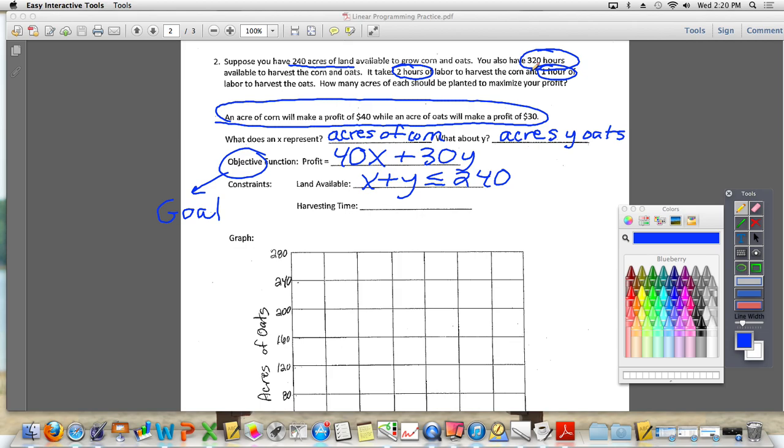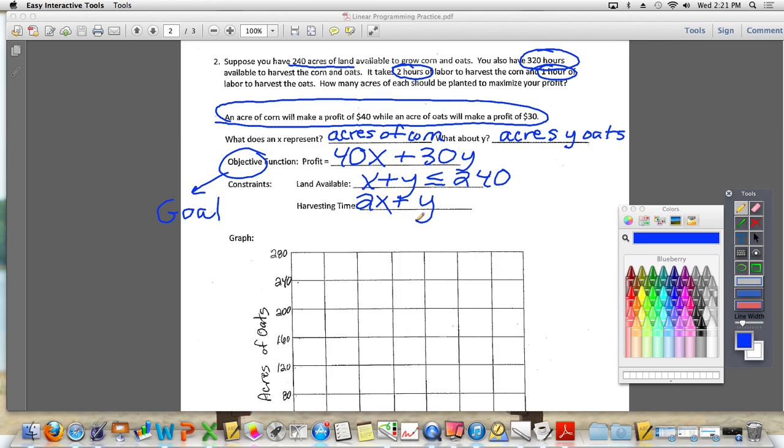All of that hour stuff has to go together. I have to make one inequality out of all the time stuff. How much time does it take to harvest corn? It says 2 hours, doesn't it? It takes 2 hours of labor to harvest the corn. So when I write this constraint, I'm going to do 2x plus y. How much time does it take to harvest oats? 1 hour. So we have 2x plus, I'm just going to write y. No need to put the 1.